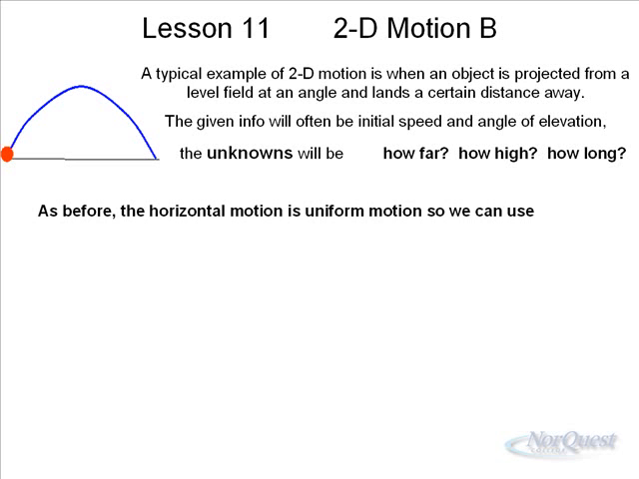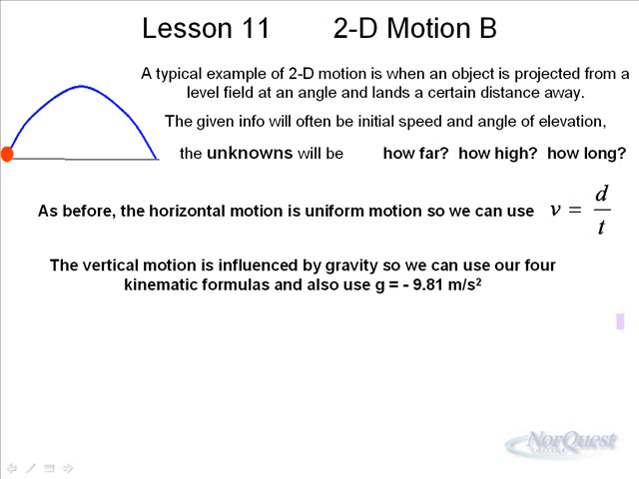As before, the horizontal motion is uniform, so we use v is equal to distance over time, or we can change that to d is equal to v times t. The vertical motion is influenced by gravity, so we use one of our four kinematic formulas and use g is equal to negative 9.81 meters per second squared.